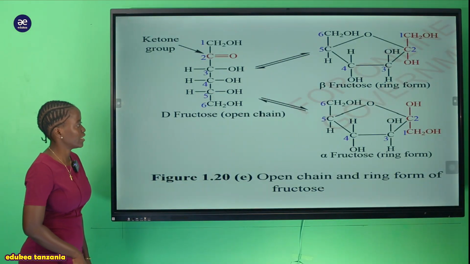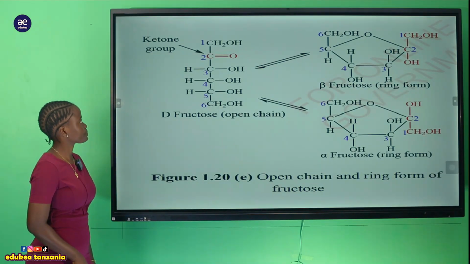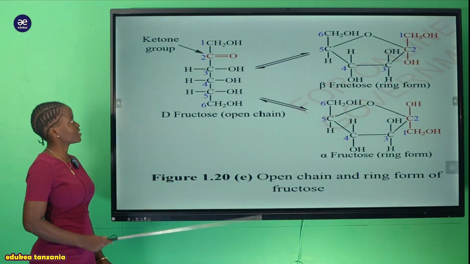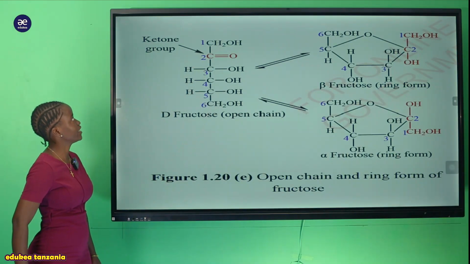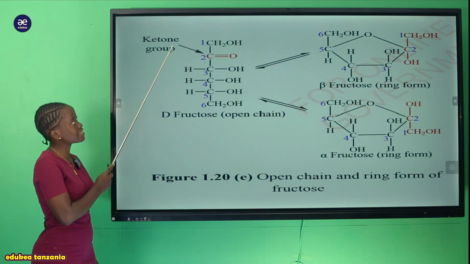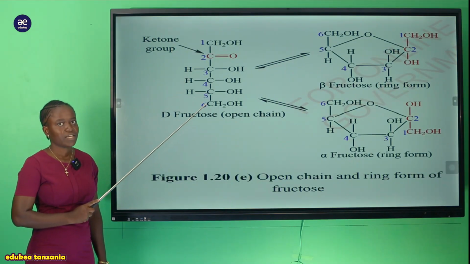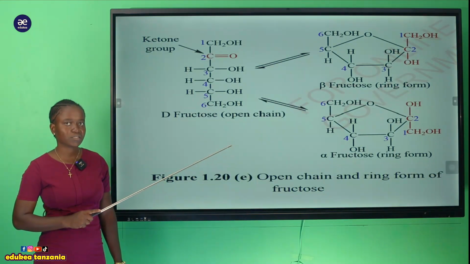This one is the open chain and ring form of a fructose. So now here, my student, you can see this one is the D-fructose, is the open chain. Lakini kwenye carbon number 2 there is a presence of ketone. It is quite different from the galactose and glucose.